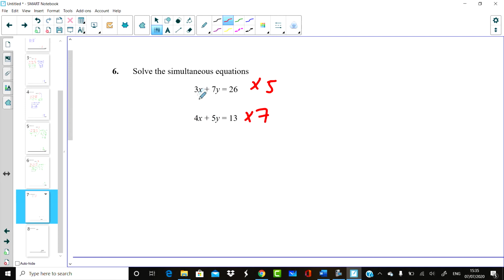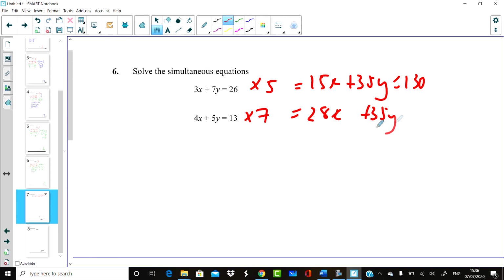So if I rewrite that, I can rewrite 3 times 5, that's just 15x. Then we have 7 times 5, that's just 35y. And 26 multiplied by 5, that's going to give 130. And over here we have 4x times 7, so that's 28x. Then 5y times 7, that's 35y. So notice here we have the same numbers, and we have 13. 13 multiplied by 7, that's going to give 91.